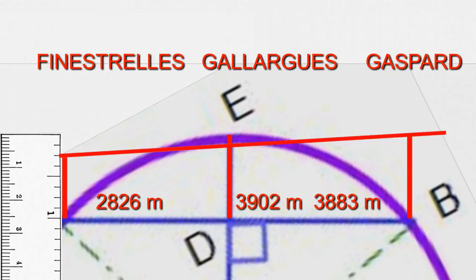Now we add the line connecting the peaks of Mount Fenestrelle and Mount Gaspard. As you can see, the expected globe bulge in the middle of the 2 mountains blocks the line of sight between the 2 peaks of the mountains. And as you can see in the actual picture, you can see much more than just the peak of Mount Gaspard.